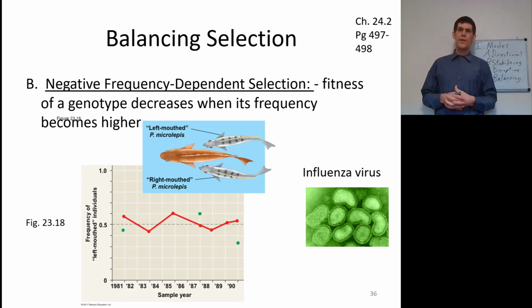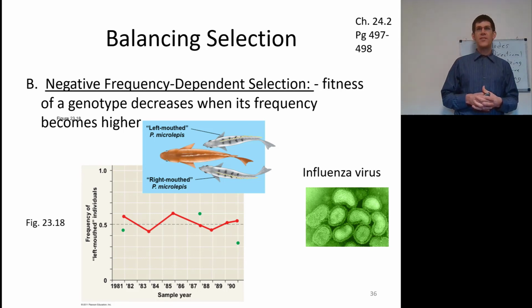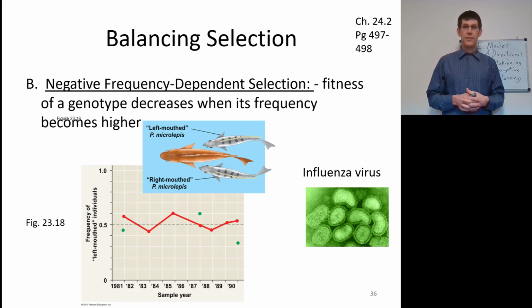Same is true for the influenza virus. We often vaccinate against the most common strains of the influenza virus, thus selecting against the most common. This is negative frequency-dependent selection because we are selecting against the most common phenotype. And that balances by maintaining a diversity where the least common organisms, the ones that dare to be different, are going to have a higher level of fitness.